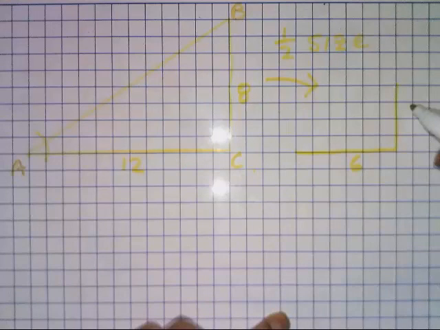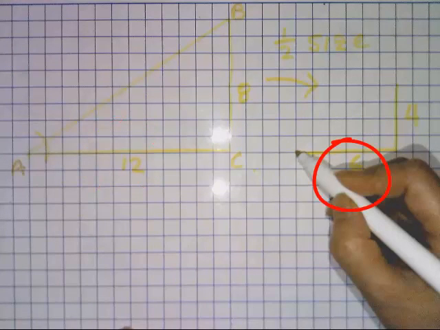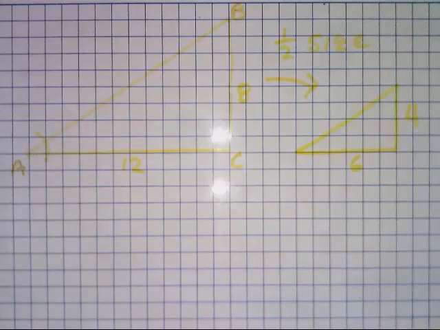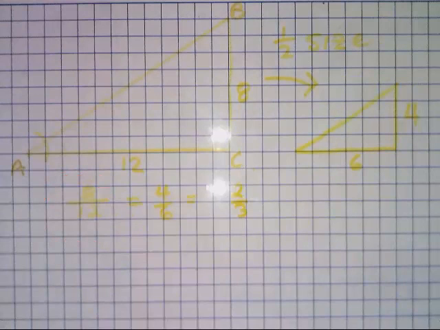Let me make a new triangle that's half the original size. I'm going to take half of the 8 to get 4 and half of the 12 to get 6. And now I'm going to look at the ratio of sides. On the larger triangle, the ratio of 8 over 12 is equal to the ratio of 4 over 6 because we reduced it by 1/2. Notice that both fractions reduced to 2/3 in lowest terms.